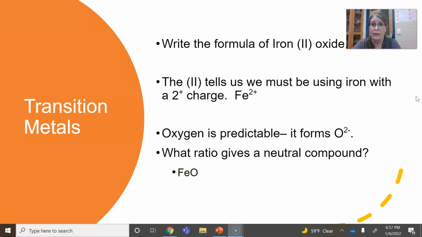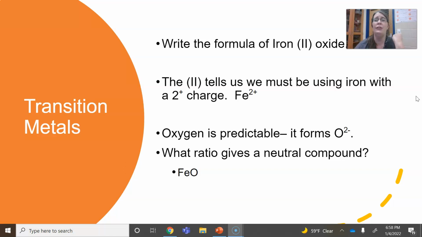Oxygen is in the P block. Oxygen is predictable as the day is long. Almost every time I see oxygen, it will form oxygen 2 minus. So if I have iron that is 2 plus and oxygen that is 2 minus, there's only one ratio that gets me a balanced compound that exists on the pretty green earth. It must be FeO.